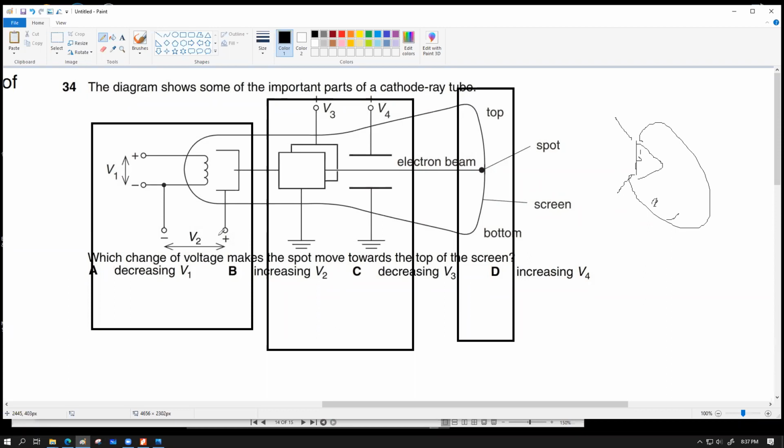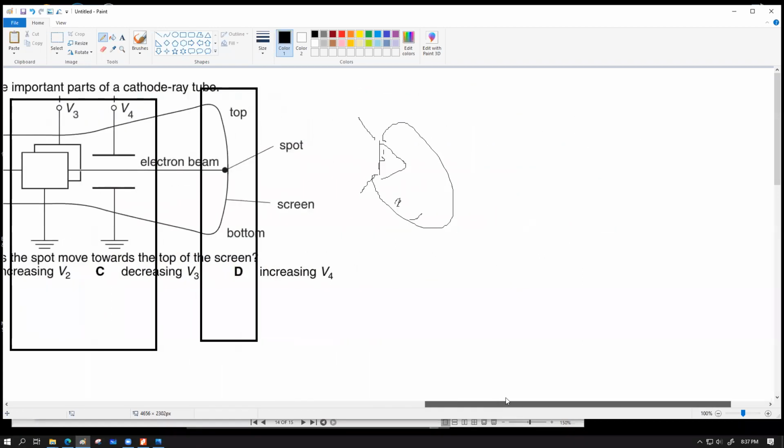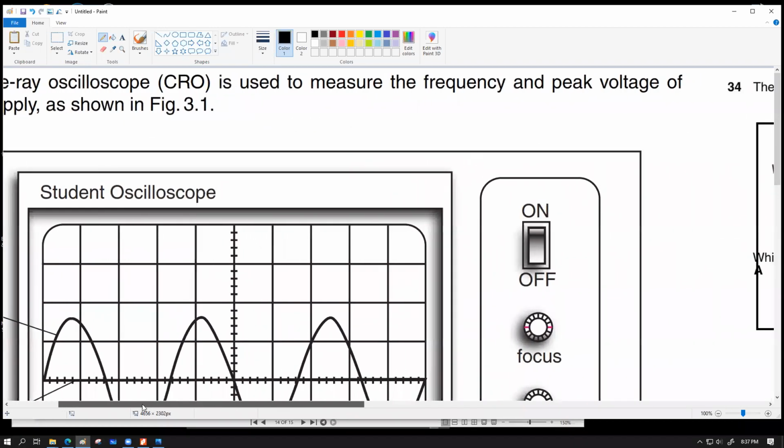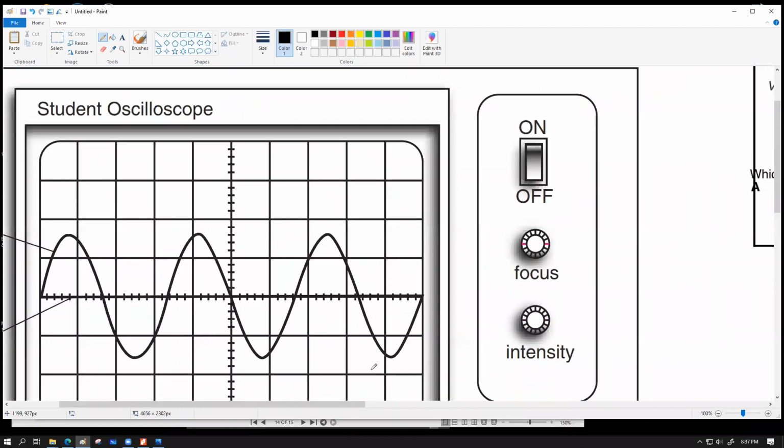The point where I started this discussion was from the right side figure. If the question ever asks us what the purpose of the intensity button is, you're only going to mention that the intensity button causes the trace to become more intensive, or that it controls the brightness of the trace that is seen on the CRO.